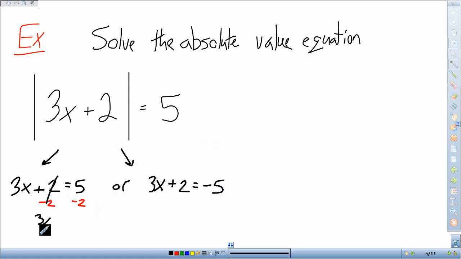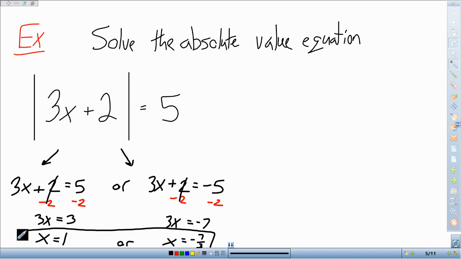Subtract 2 from both sides. It looks like we got a 3x equals 3. I'm going to do this in my head, divide by 3, and it looks like one of my possible answers is x equals 1. Okay, over here, same idea. I'm going to subtract both sides by 2. Looks like 3x equals a negative 7. Okay, divide both sides by 3. 3 doesn't go into 7 evenly, so this is going to stay as a fraction, and I'm going to get negative 7 over 3. Okay, technically there's an "or" between these, so try to remember that. It's not a huge deal, but just try to remember it. So those are my two possible answers for x.